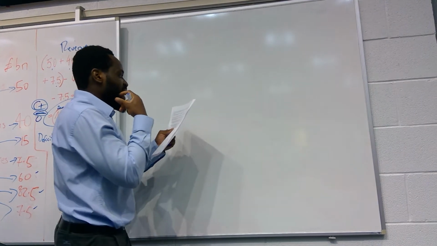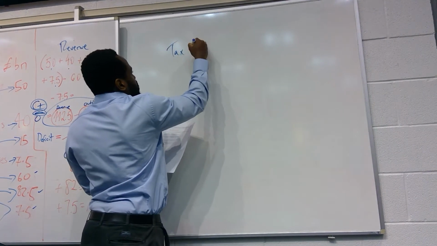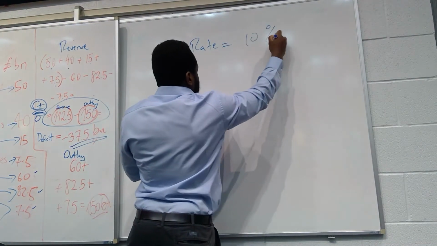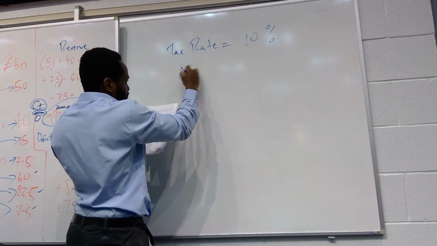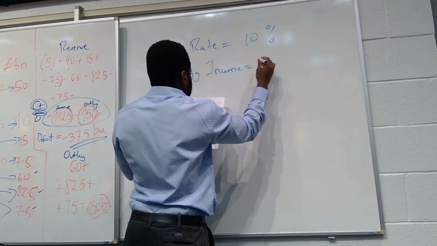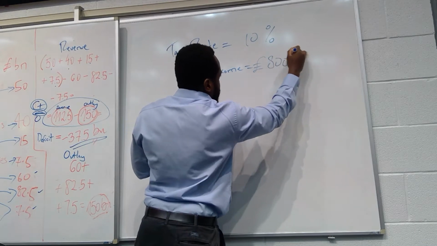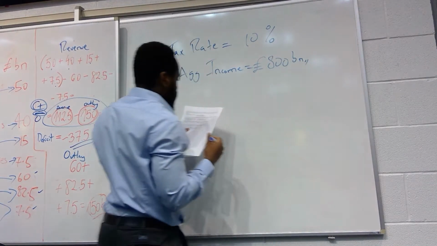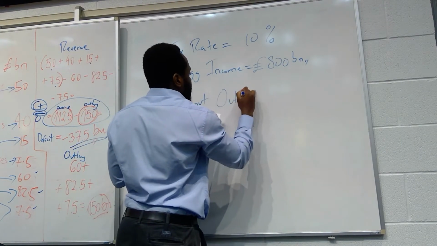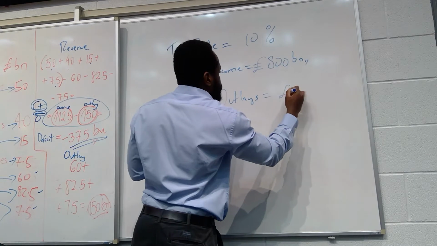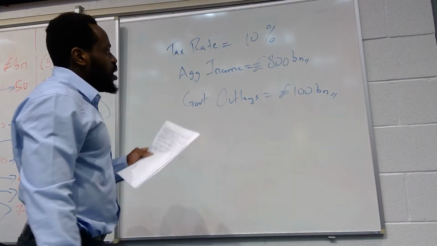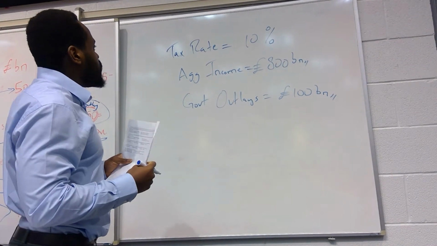Okay, so look at what we have here. We have tax rate of 10%. Aggregate income, total income is 100 billion pounds. Big money. And then it says government outlays, so government expenditure outlays is 100 billion. So what is our government budget? Where are we in terms of the budget?